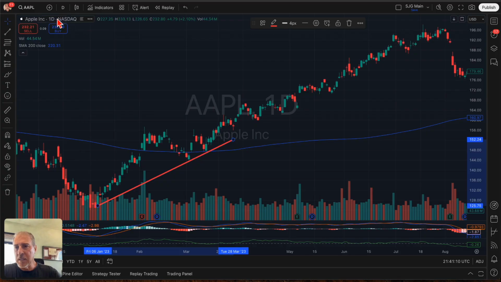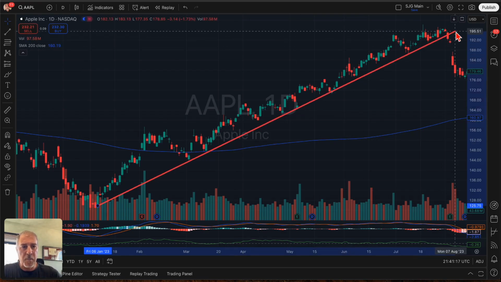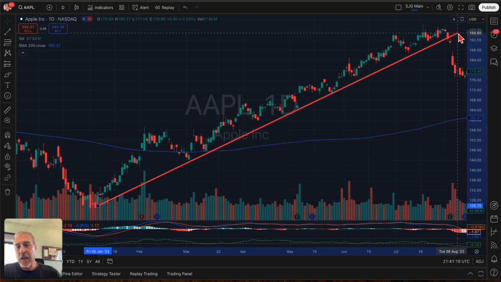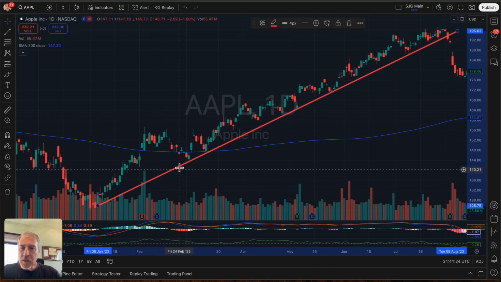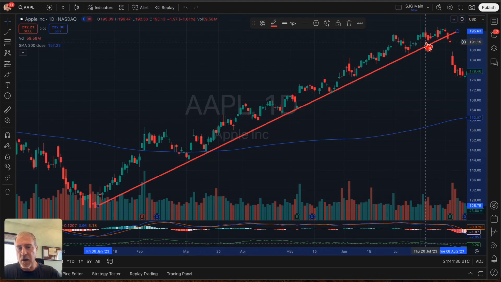The other thing is this is a daily bar chart. A daily bar chart is probably the most common chart that people are going to look at, unless you're a day trader. Once I connected those three dots and extended this out, we can see that for the bulk of the year, Apple adhered to that trend line.